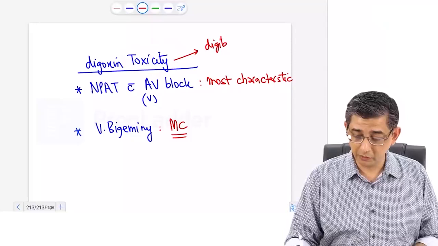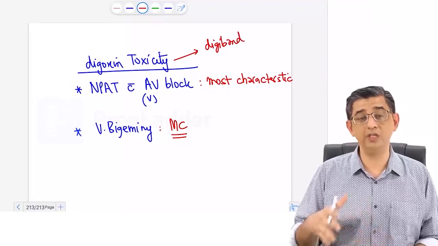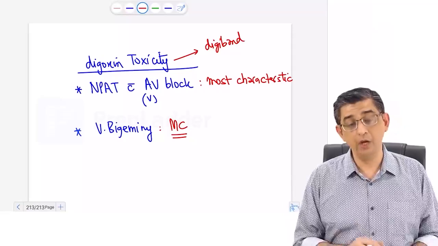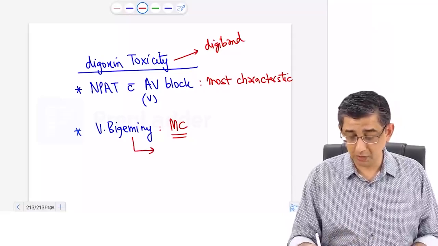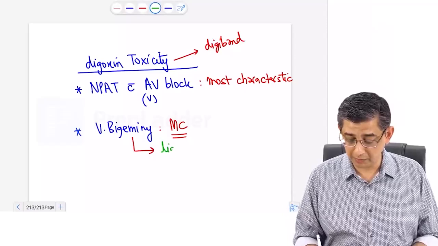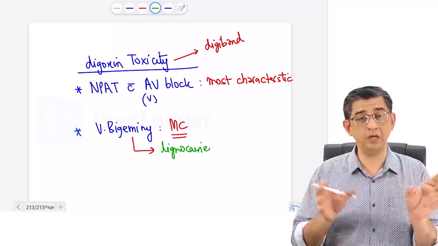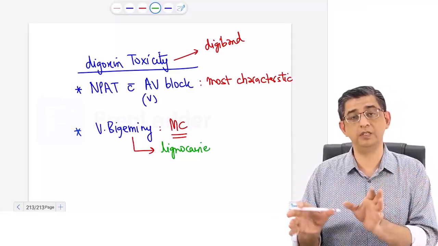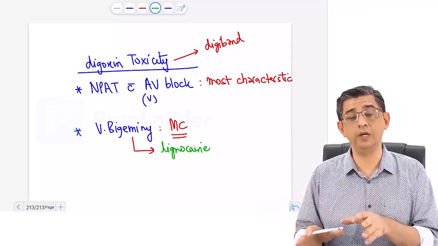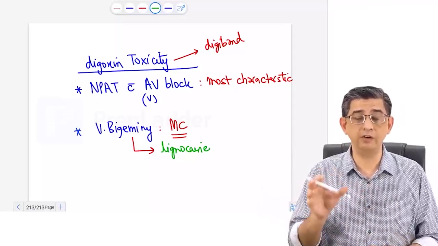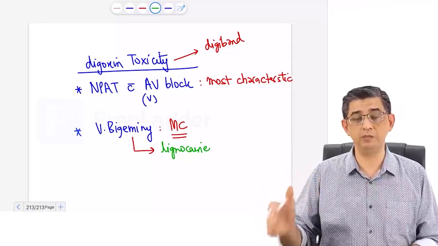So please read the question very carefully, because you are using FAB antibodies for toxicity. But if he says how do you treat the bigeminy component, then the drug of choice for ventricular bigeminy is lignocaine. Untreated ventricular bigeminy, NSR, premature ventricular contraction, NSR, premature ventricular contraction, alternatively will change into only premature ventricular contraction, PVC, PVC, PVC, again and again.